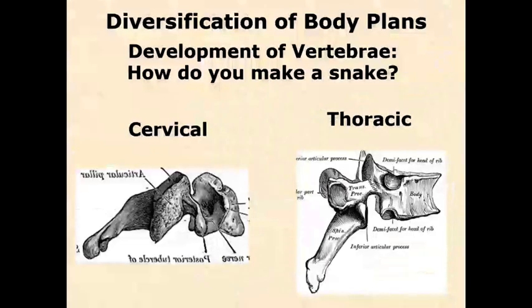For our discussion of vertebrate diversity, we're going to look at a couple of major trends across all vertebrates, and then we're going to focus in on just one major group, the snakes, as an example of some of the things that can happen to create new body forms.